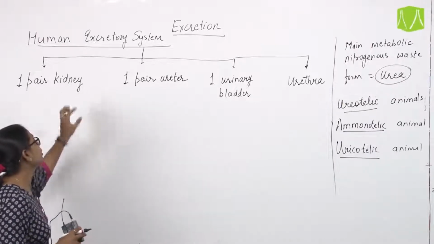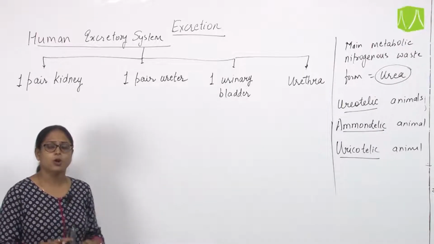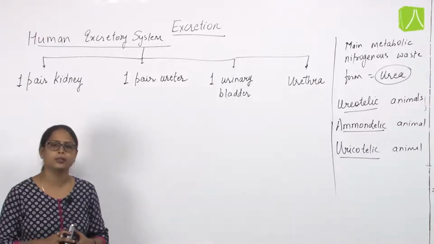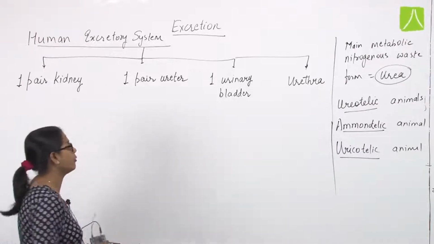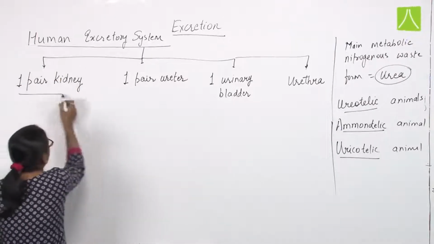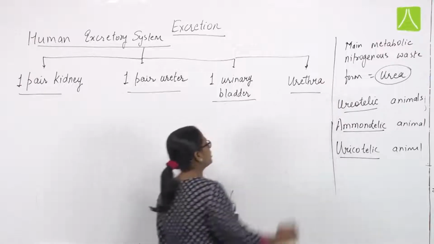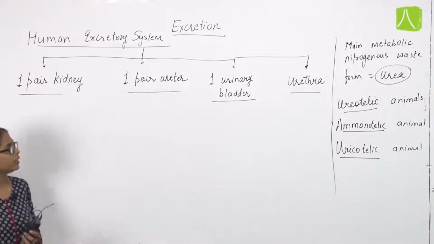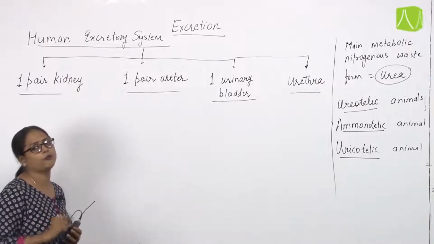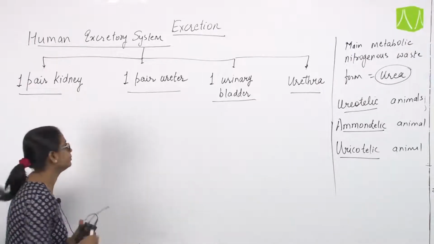Now here is the main point of the human excretory system, which excretes urea as its main nitrogenous metabolic waste form. So to excrete this urea, we need this excretory system, that is the kidney, ureter, urinary bladder, and the urethra. Now let's draw the diagram of our whole human excretory system.